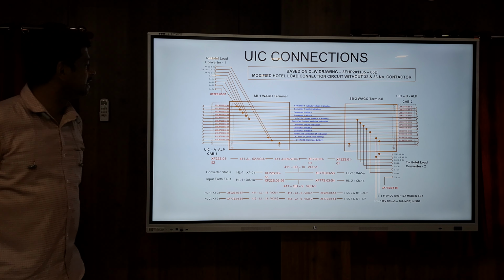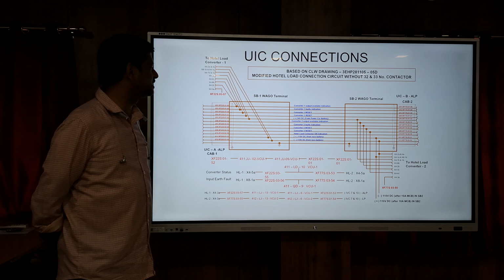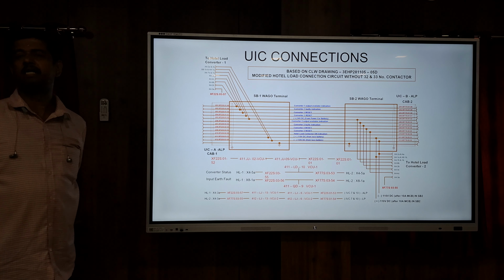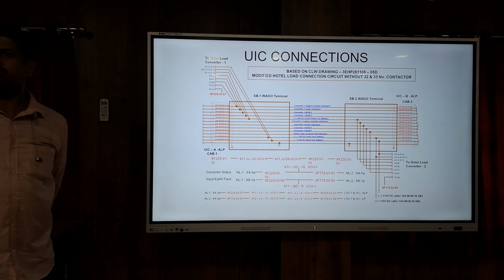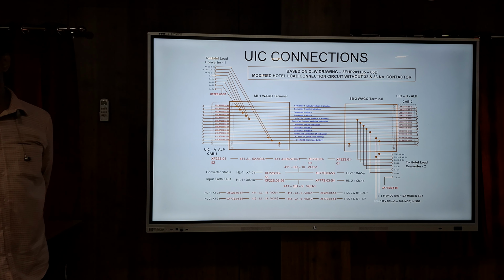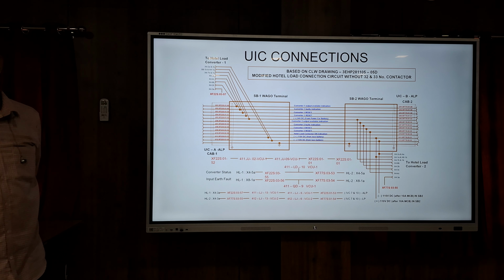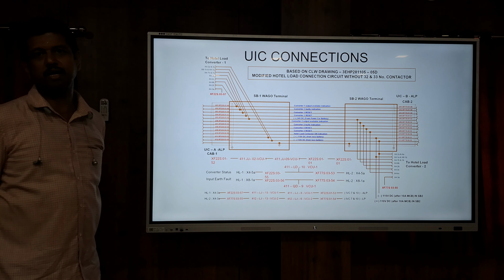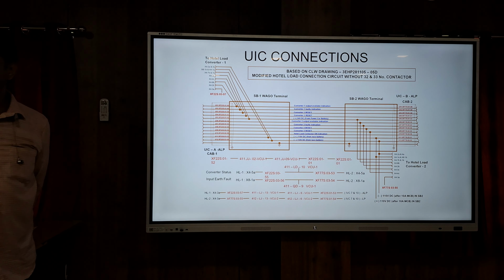Pin number 11 is 110 volt DC positive, and pin number 12 is 110 volt DC negative, fed from the loco to the power car for turning on the output contactor operation and all. Pin number 13 is grounded or earthed for the protection and its shielding.